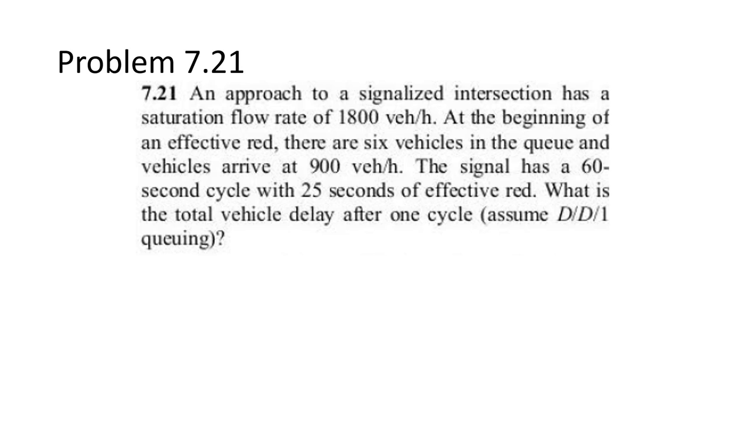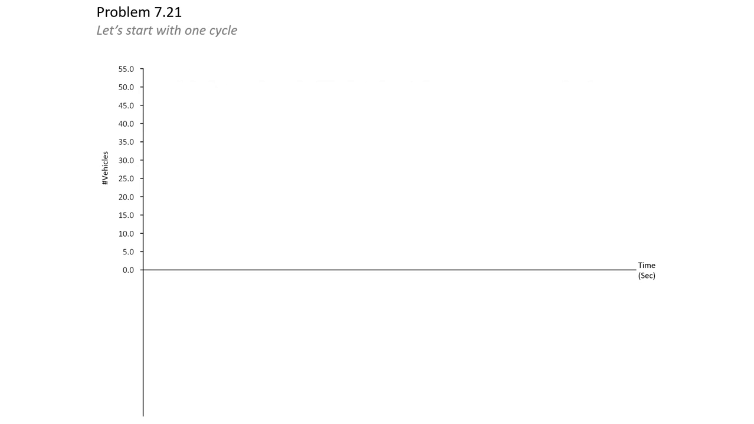Assuming D/D/1. So let's draw this out. Let's work through this problem and see what we can do with it. So we start plotting our graph. Time over here, we're going to do in seconds, as traffic signal timings are usually measured in seconds. You could technically pick any measure of time you wanted. You could do it in hours, but that just makes life hard. So we're going to do it in seconds.